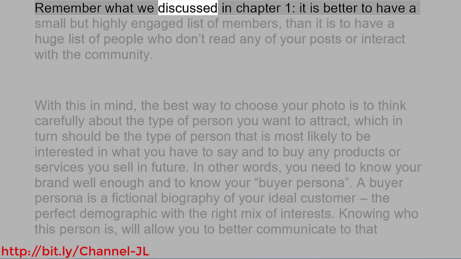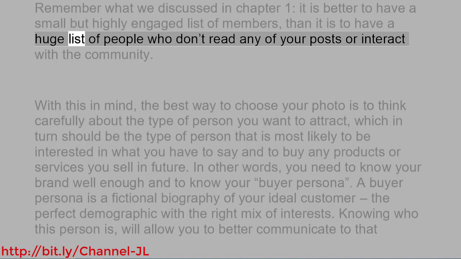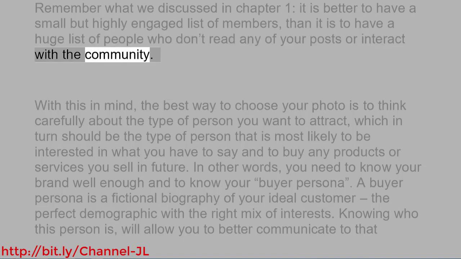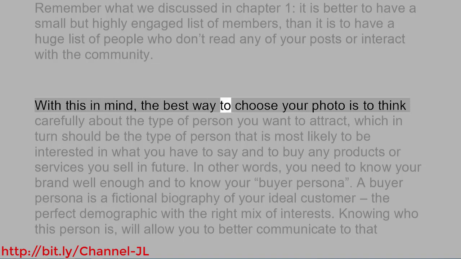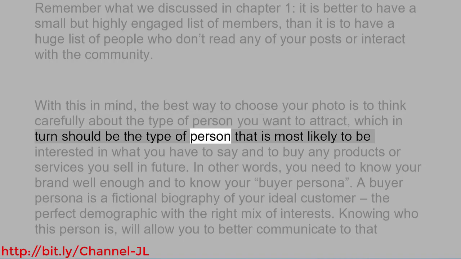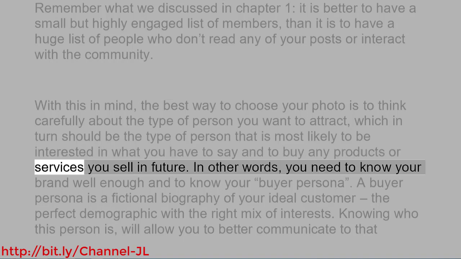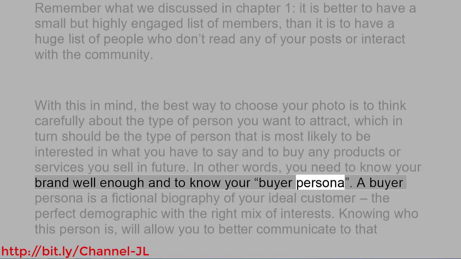Remember what we discussed in Chapter 1, it is better to have a small but highly engaged list of members, than it is to have a huge list of people who don't read any of your posts or interact with the community. With this in mind, the best way to choose your photo is to think carefully about the type of person you want to attract, which in turn should be the type of person that is most likely to be interested in what you have to say and to buy any products or services you sell in future. In other words, you need to know your brand well enough and to know your buyer persona.